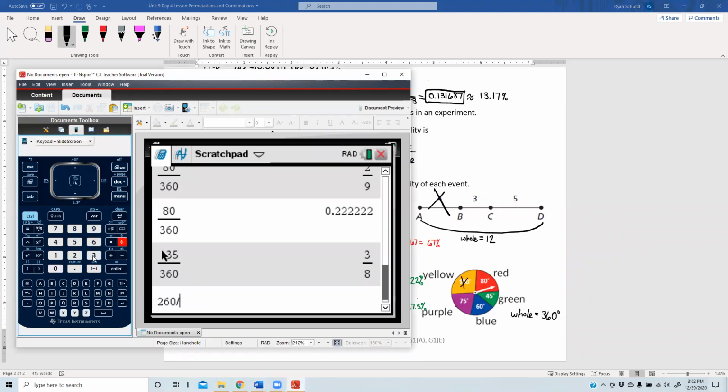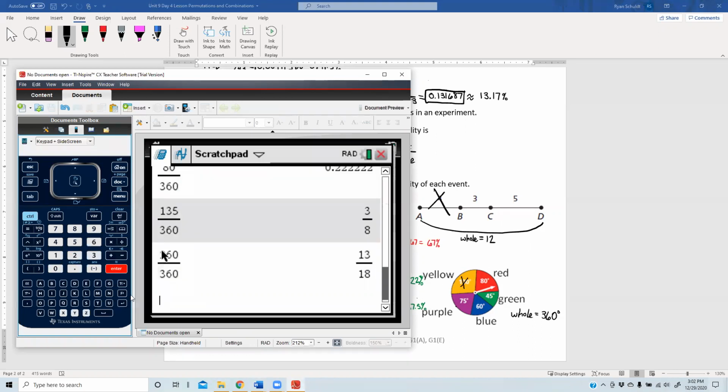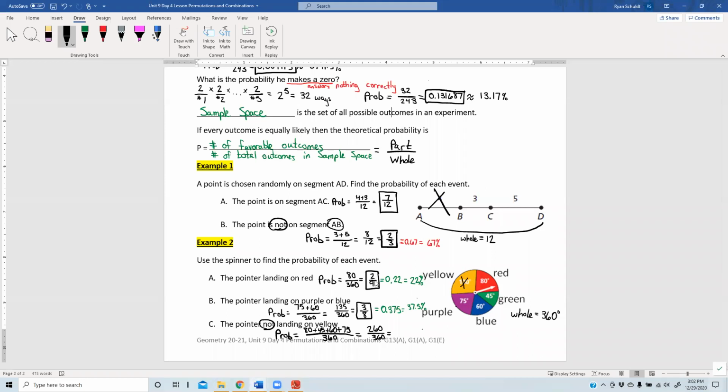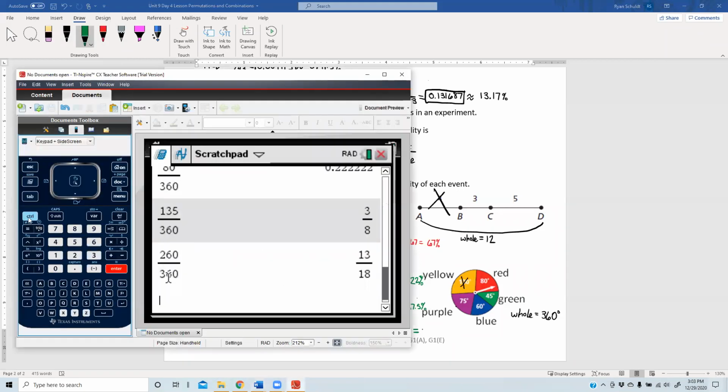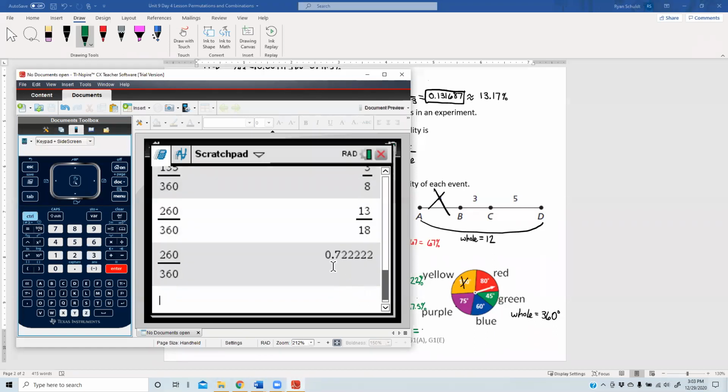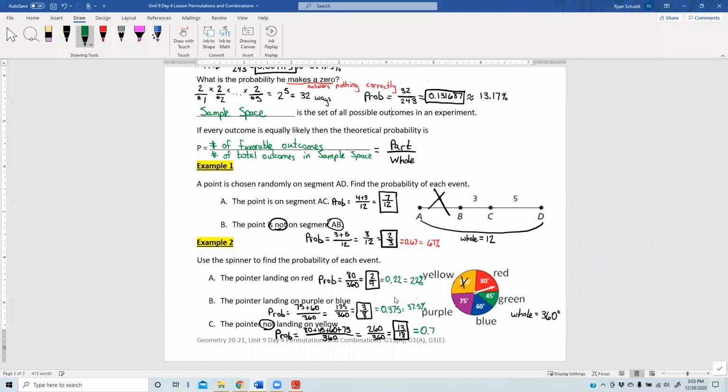260 divided by 360. 13 over 18. So 13 over 18 is my fraction. If I put that as a decimal, it's going to be 0.72, which is 72%.